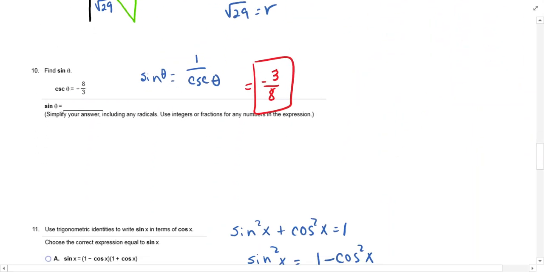Number 10, cosecant theta is negative 8 over 3. Find sine. Well, sine is 1 over that, so you just flip, and you have negative 3 over 8.